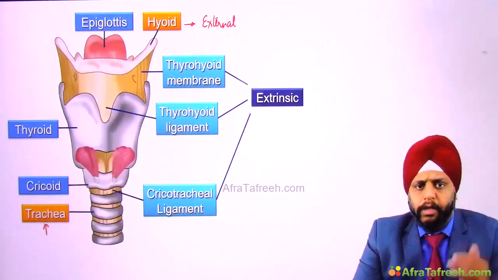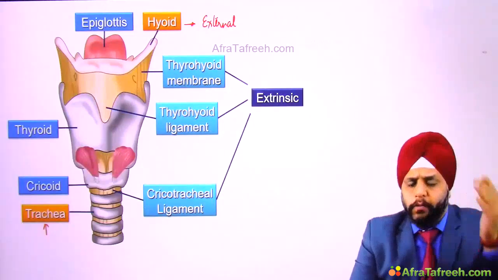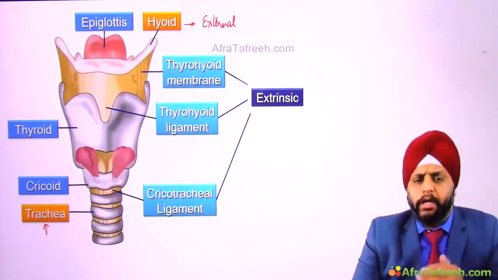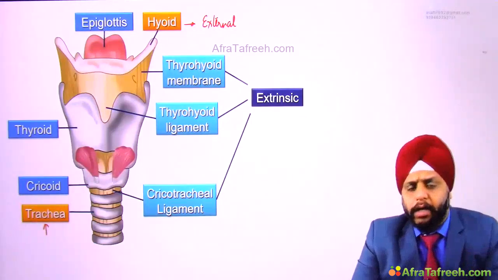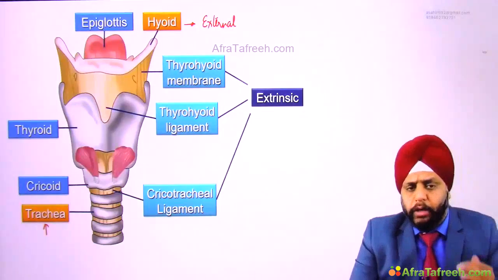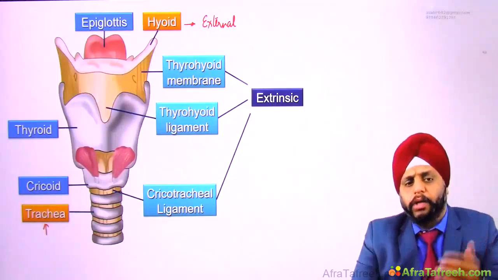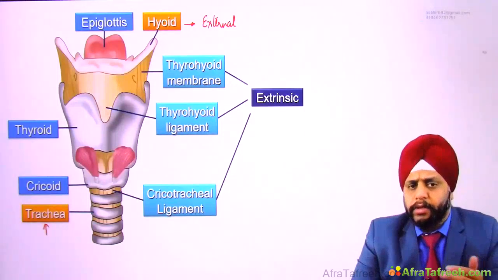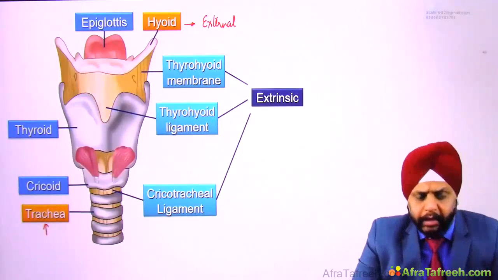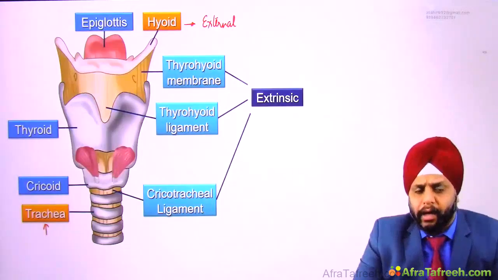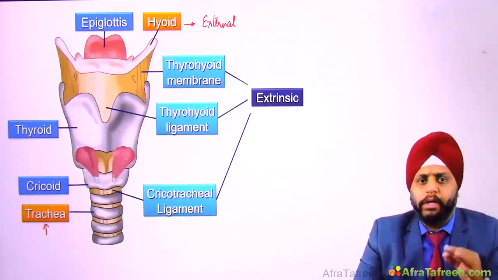Okay, you see, thyrohyoid attaches thyroid cartilage to hyoid bone. Hyoid bone is an external structure. Similarly, thyrohyoid ligament. Okay, now cricotracheal ligament. Trachea is an external structure. So it is attaching the cricoid cartilage to the trachea. So it is an extrinsic structure. Okay, so any membrane, muscle, ligament that attaches laryngeal cartilage or larynx to an outside structure is known as extrinsic structure.